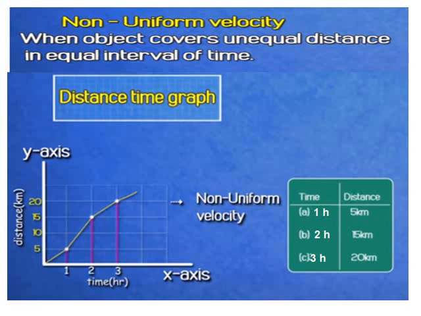How are the intervals of time? They have equal intervals, 1 hour, 2 hours, and 3 hours. Therefore, the times are with equal intervals. But what about the distance? 5 kilometers to 15 kilometers. So how much is the distance traveled? 10 kilometers. From 15 to 20, 5 kilometers.